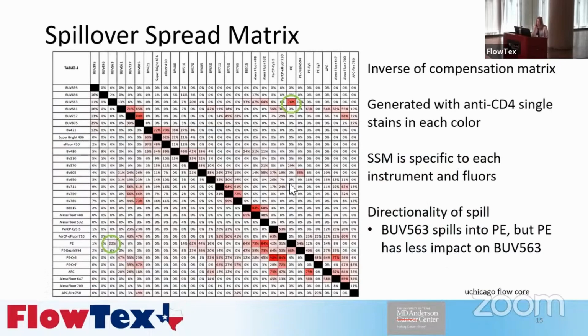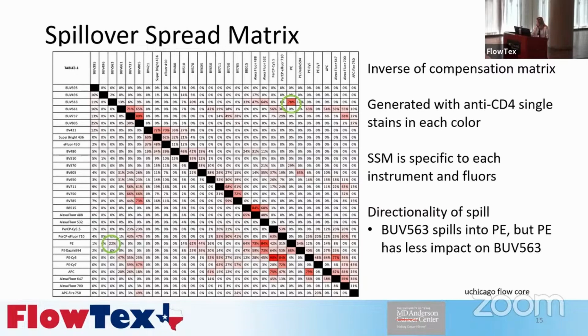Oh, this is a spillover spread matrix. This is an example of what you can do if you buy all those anti-CD4s. We can generate a matrix that's the inverse of the compensation matrix, and it'll tell you, just based on color coding, where I have dyes that are very similar, and this is where I expect that I'll have higher compensation or higher levels of unmixing, and where I'll have spread that I can't correct for by those methods.